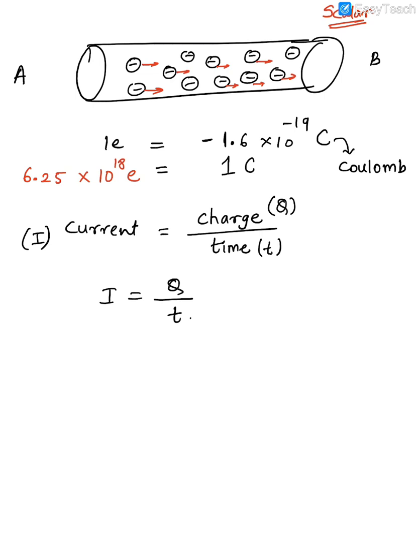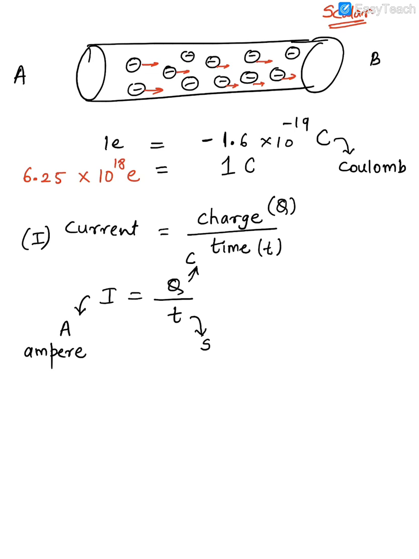Now what is the unit of time? SI unit, second. Unit of charge is what? Coulomb. Unit of current is what? Ampere, capital A. Those who find it difficult to write capital A, they need not worry. What can you do? You can just write simply what? Ampere.